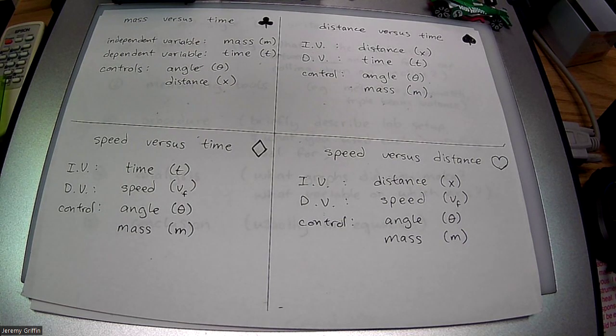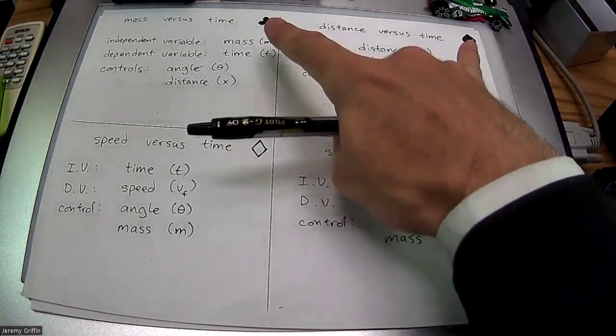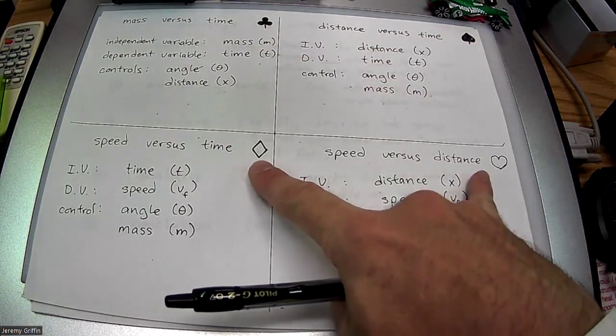Now, there's 4 lab tables. There's 2 stations per table. There's a bunch of different stations. I threw a bunch of playing cards back there. You guys see some playing card suits, right?